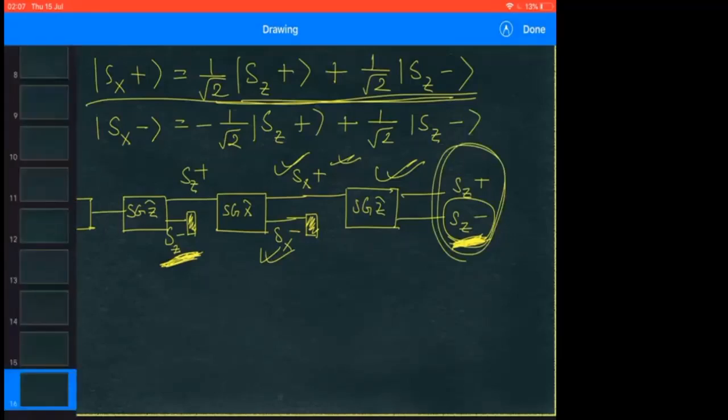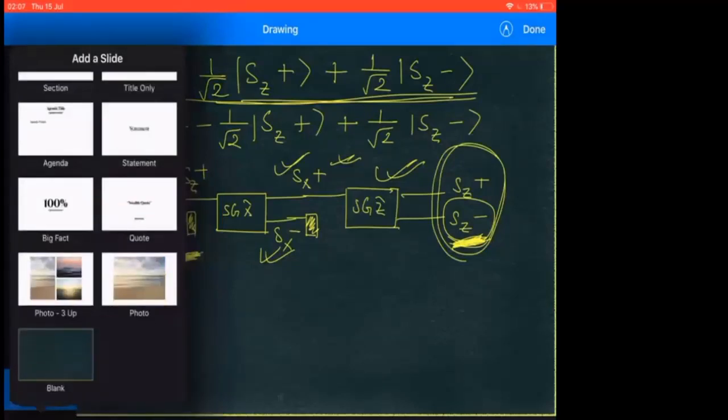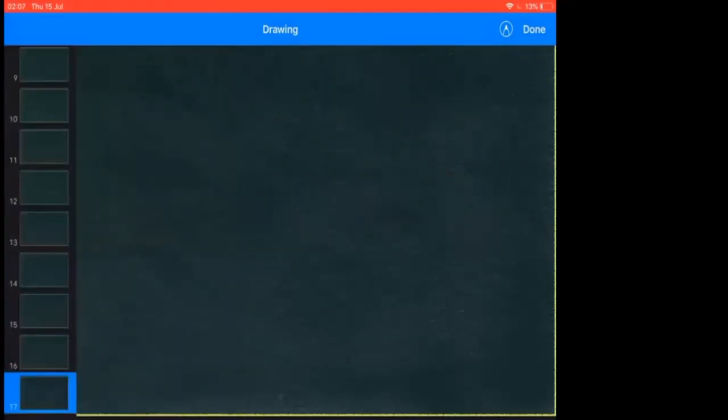Okay, now comes the obvious question. Fine, we have indeed classified SZ plus and SZ minus to be basis vectors of some abstract dimensional vector space.